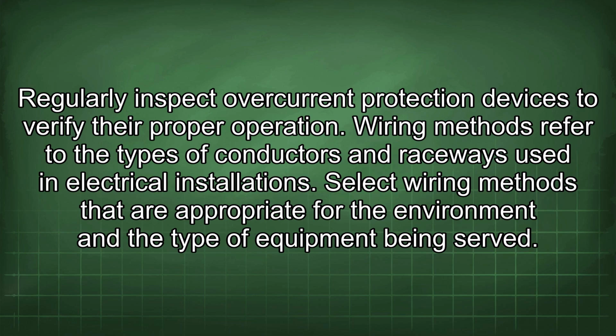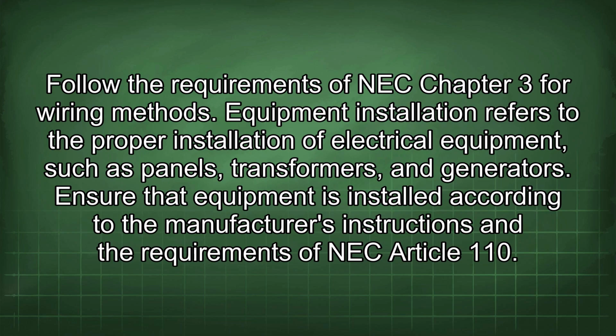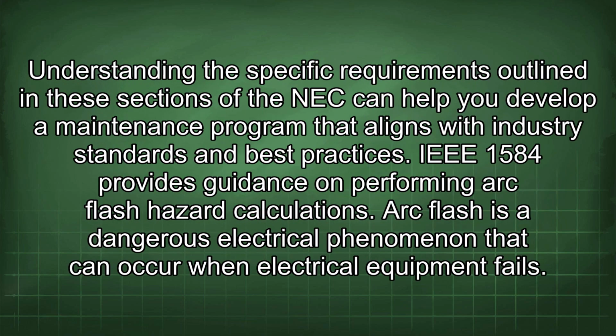Wiring methods refer to the types of conductors and raceways used in electrical installations. Select wiring methods that are appropriate for the environment and the type of equipment being served. Follow the requirements of NEC Chapter 3 for wiring methods. Equipment installation refers to the proper installation of electrical equipment, such as panels, transformers, and generators. Ensure that equipment is installed according to the manufacturer's instructions and the requirements of NEC Article 110. Understanding the specific requirements outlined in these sections of the NEC can help you develop a maintenance program that aligns with industry standards and best practices.